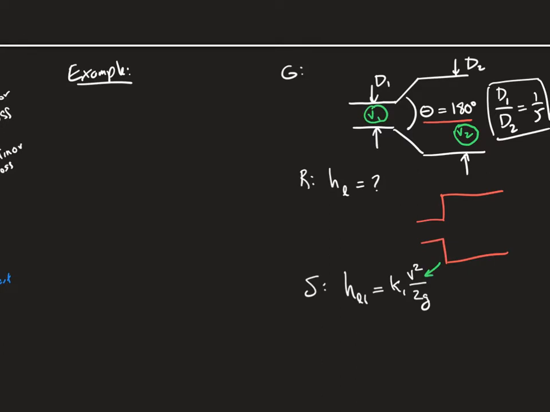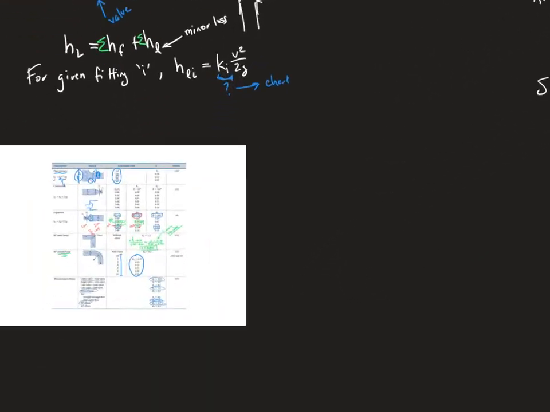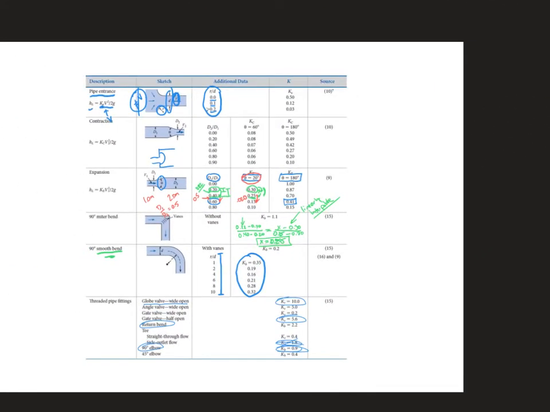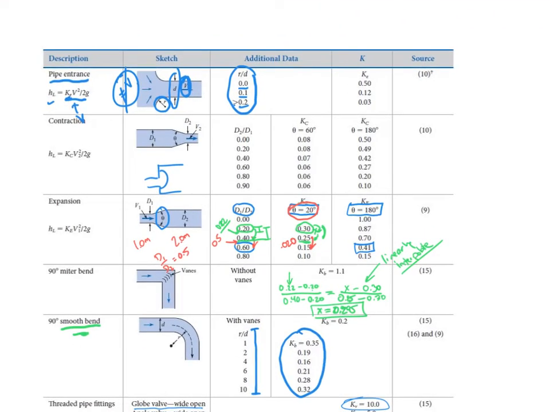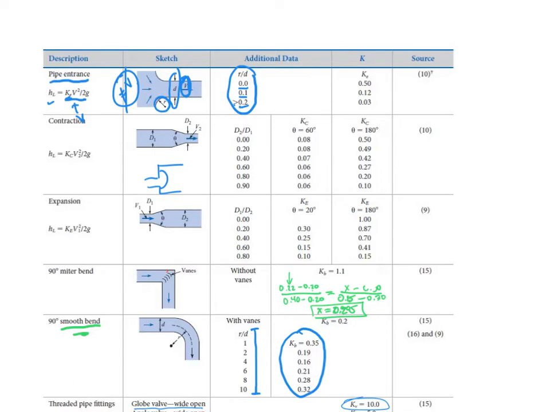For this, we're going to refer to our chart. Stay with me for one second, I'm going to zoom over there. Here's the expansion. We've got d1 over d2 is 1 over 5, so that's 0.2, and we've got an angle theta of 180 degrees. So that means K is 0.87. That's the value we want, because that's the K that gives us the d1 over d2.